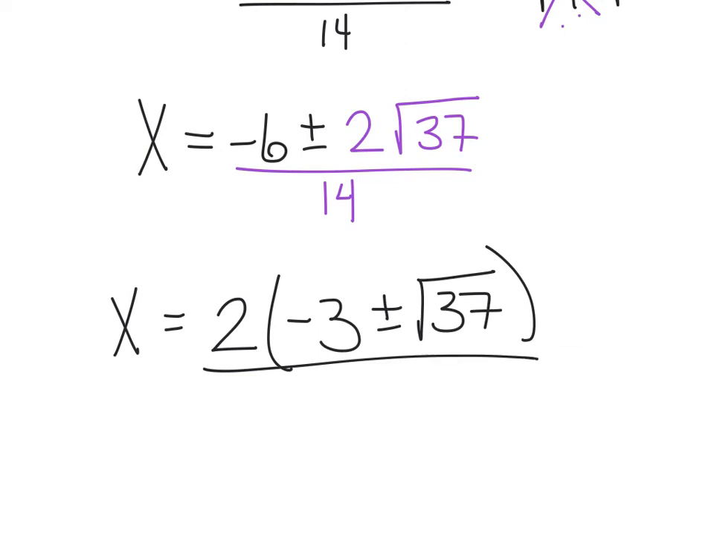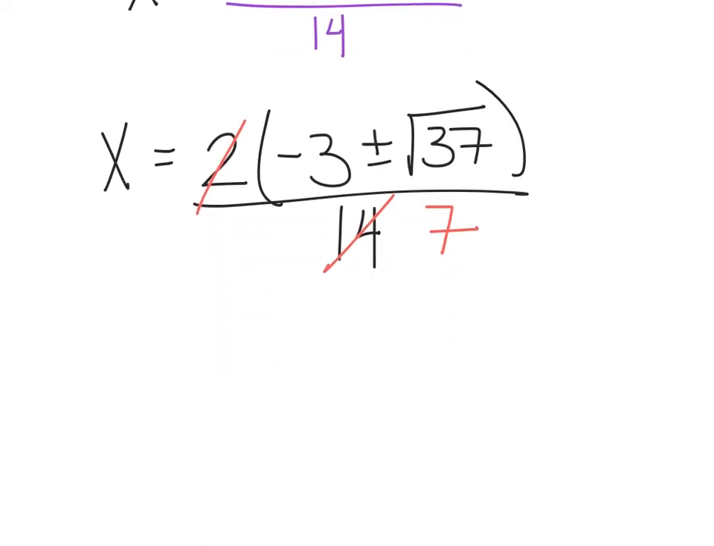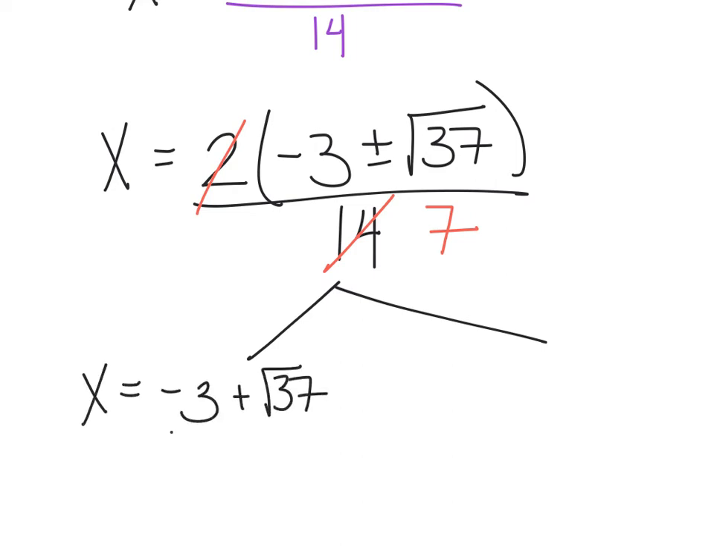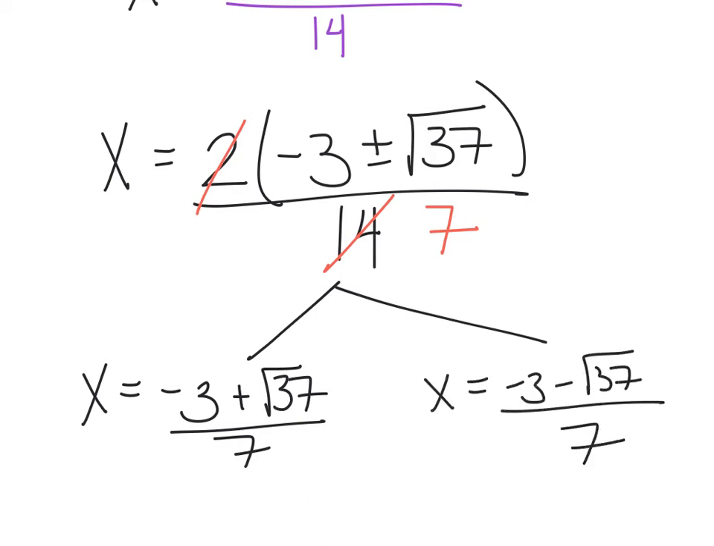Now notice, I am not touching the denominator, and most of us are really good at that. Don't touch the denominator. So the GCF is on top. Now I can say 2 goes into 2 once and into 14 7 times. So my final answer in simplest radical form, I would say there's 2 of them: negative 3 plus radical 37 all over 7, and negative 3 minus radical 37 all over 7.